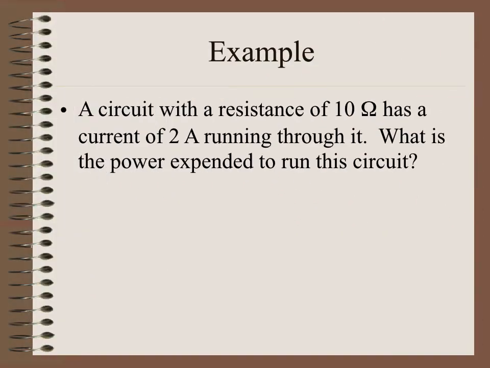Now let's take a look at an example. A circuit with a resistance of 10 ohms has a current of 2 amps running through it. What is the power expended to run this circuit? So we start, as usual, by identifying what we're looking for. In this case, power. But now we have to be careful, because we have two types of power, mechanical power and electrical power. So you have to take note as to whether or not you have a circuit. In this case, we do.